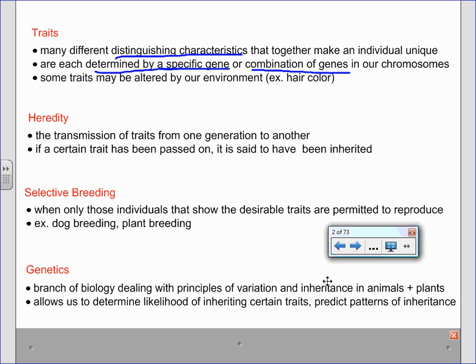Genetics is a branch of biology that deals with principles of variation and inheritance in animals and plants. They use things like Punnett squares and pedigree charts in order to determine the likelihood of inheriting certain traits and predict patterns of inheritance. So we'll look at probabilities, things like that. That's what we're going to be talking about for this chapter.